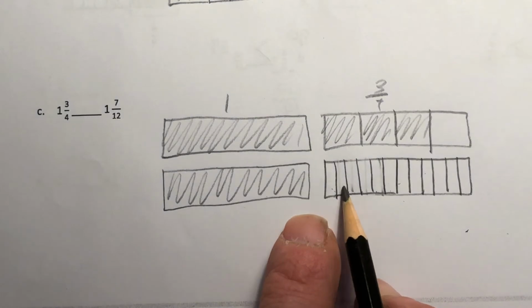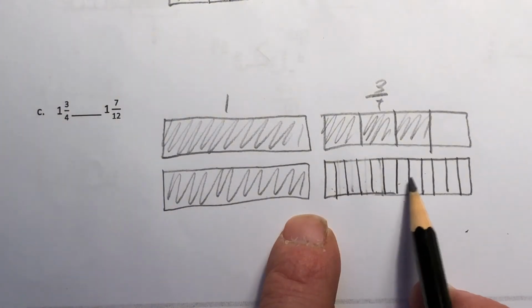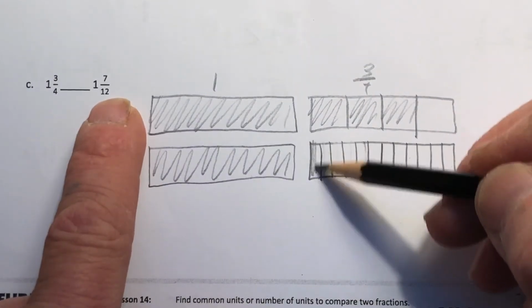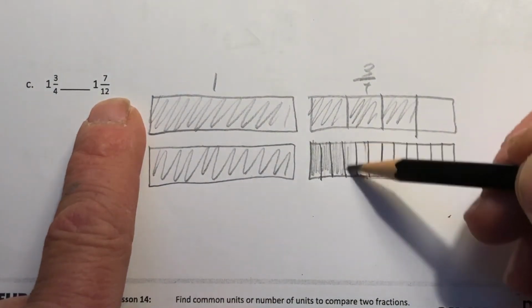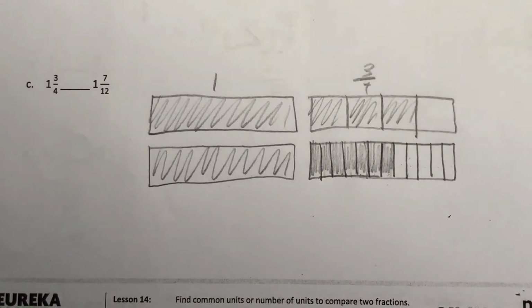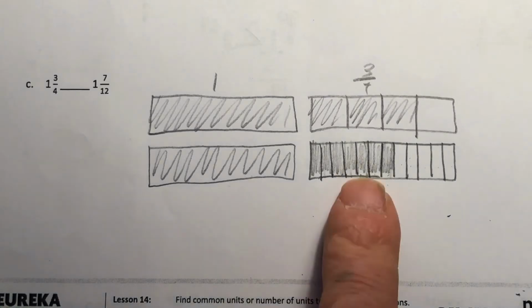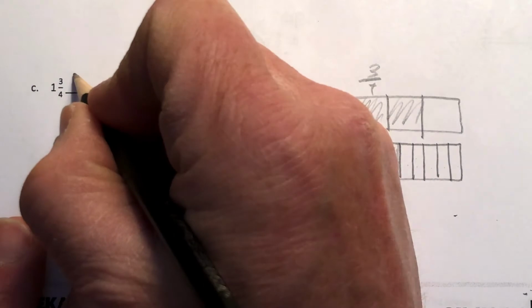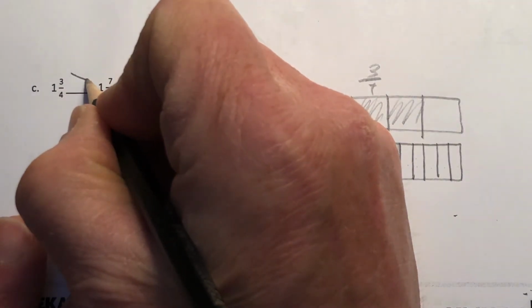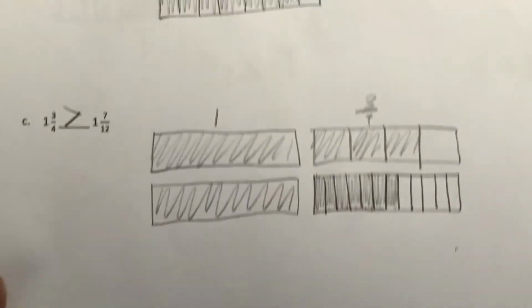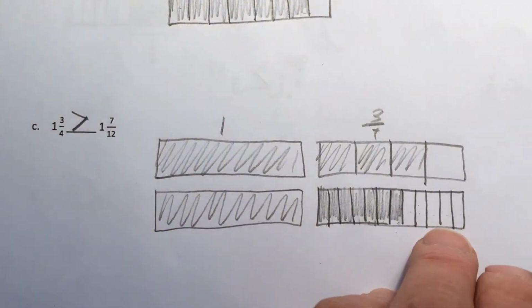Let's count. 1, 2, 3, 4, 5, 6, 7, 8, 9, 10, 11, 12. And there's 7 of those shaded in. 1, 2, 3, 4, 5, 6, 7. Okay, so I'm seeing 1 7/12 is less than 1 3/4. So 1 3/4 is greater than. See that? How that works?